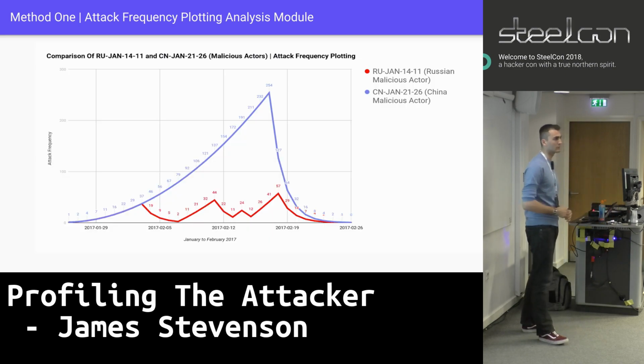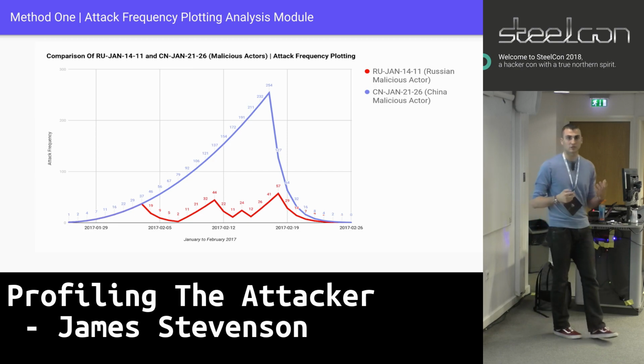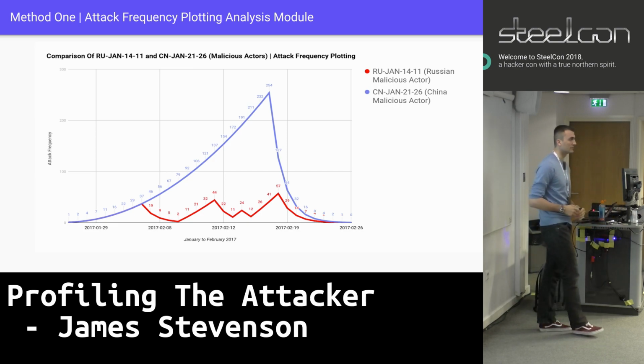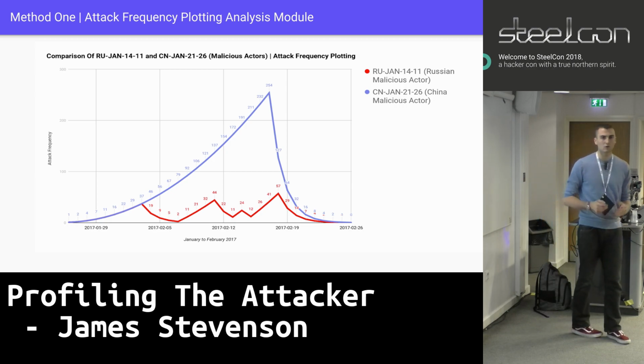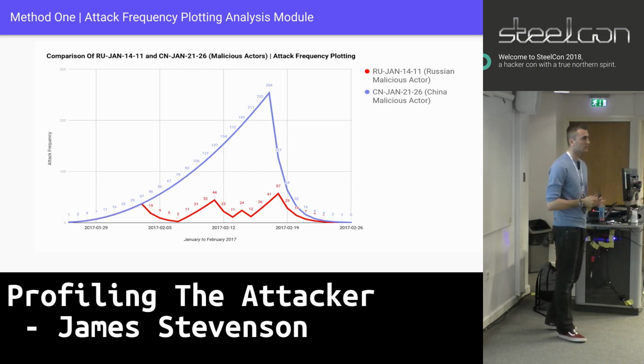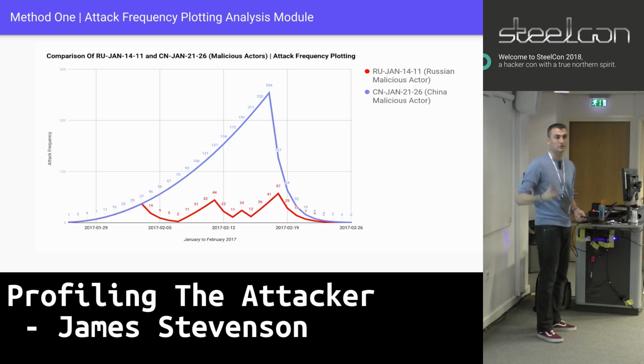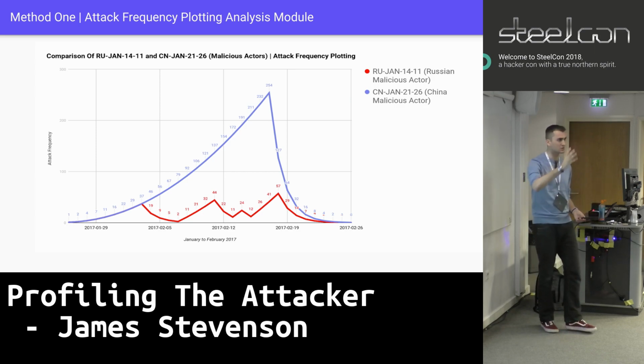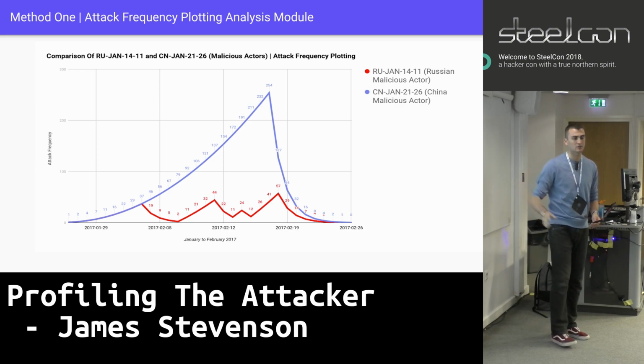So here we can see two different malicious actors. We can see a malicious actor from Russia in red, and a malicious actor from China in blue. We can see that the malicious actor from China continues to attack the asset throughout this time frame, while the malicious actor from Russia attacks, stops, and continues.